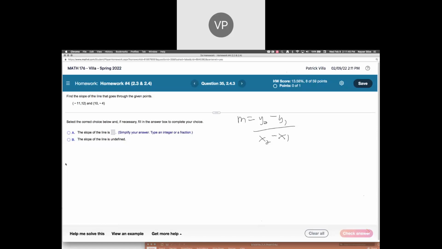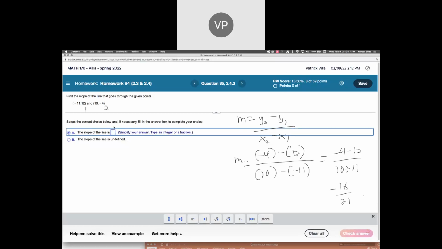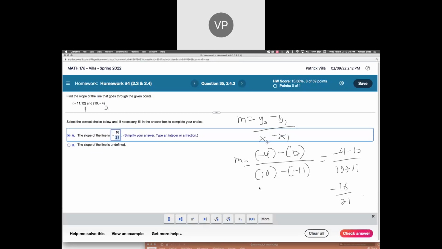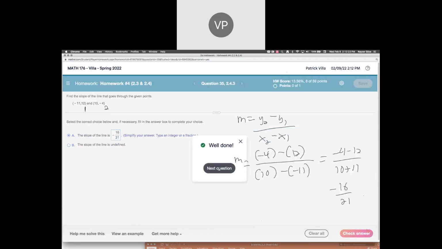Just remember, you got to call one of these 1 and one of these 2, 0.1 and 0.2. And the only thing people get wrong on this one is they forget to use parentheses, which means sometimes they get the wrong sign when they should be adding instead of subtracting, or vice versa. So in this case, we're subtracting that negative 11. We get negative 4 minus 12 all over 10 plus 11. That looks like negative 16 over 21. I'm doing that kind of quick, so I hope I'm okay on that one. So the slope is, I'm getting negative 16 over 21, and we're good.